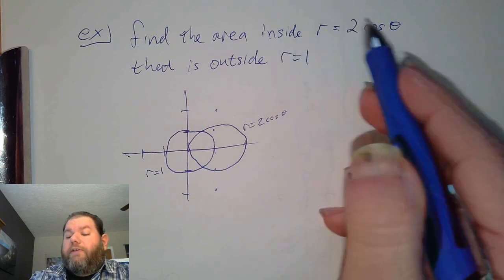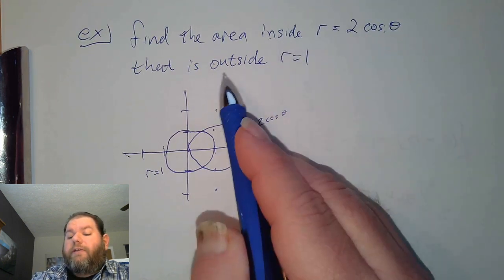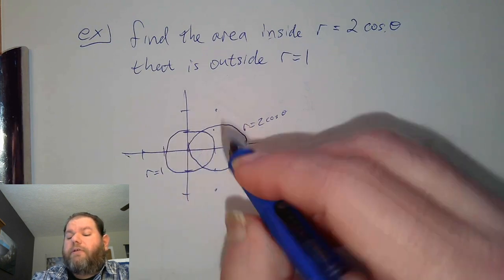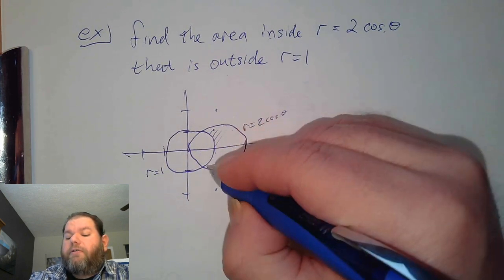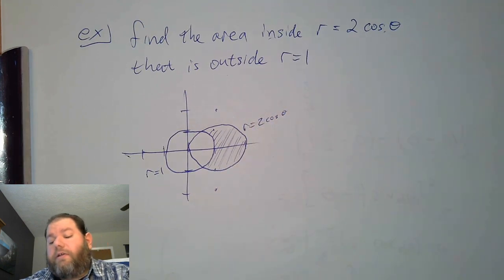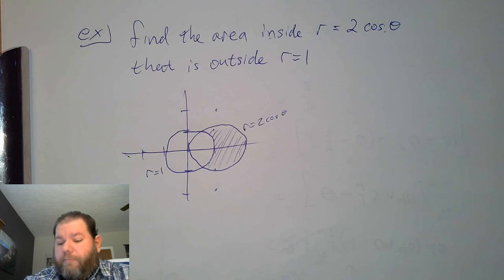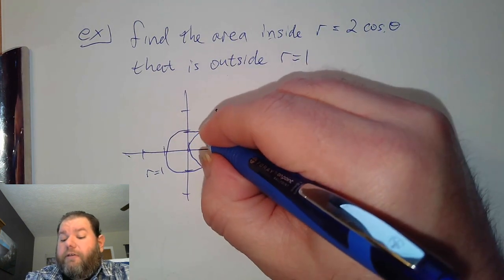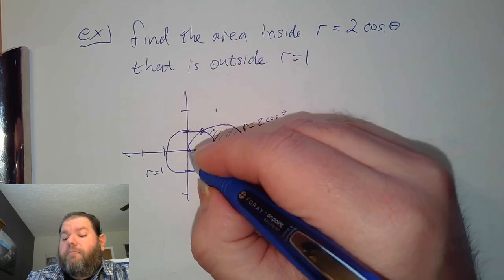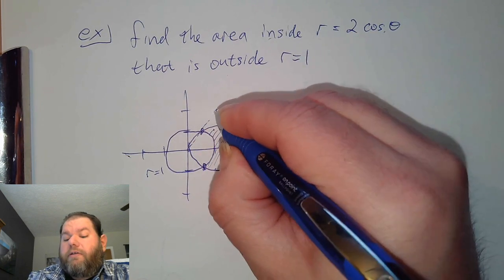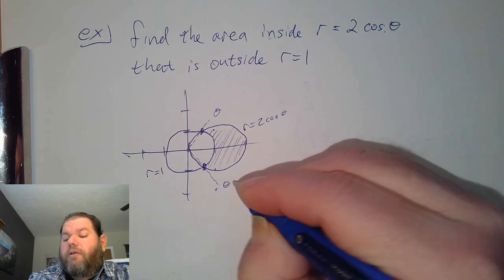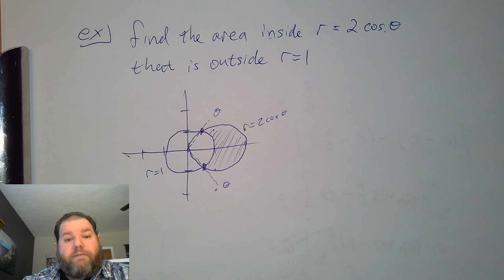Now we want the area inside r equals 2 cosine theta that is outside r equals 1. So inside this circle, but outside of this circle, that will be this area right here that we're trying to find. Now, that means we need to figure out the point of intersection right here and right here, because that value of theta and this value of theta will be our limits of integration, basically.